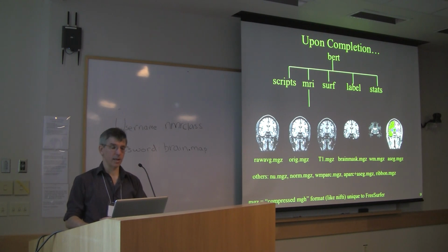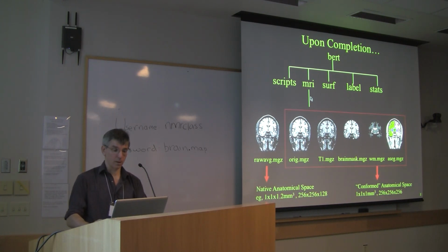If you look at these, you would see all kinds of different files in here: rawavg.mgz, orig.mgz, T1.mgz, brainmask.mgz, wm.mgz, aseg.mgz, and each one of these is, of course, a different output from FreeSurfer. There's probably 10 or 15 different volumes in there. And this is the output of the volume-based stream, which I'll go through.